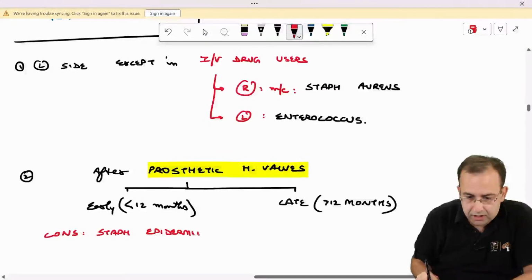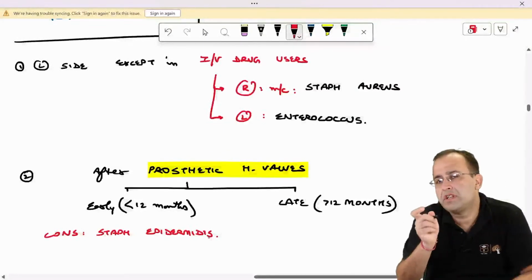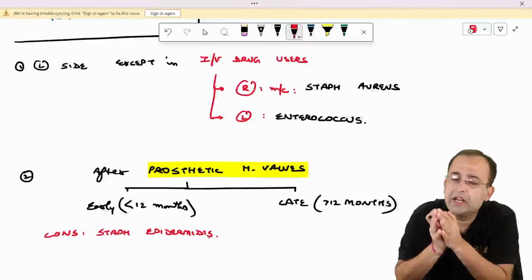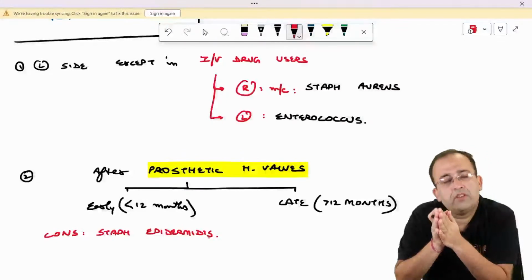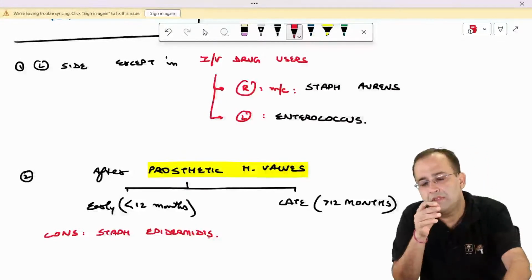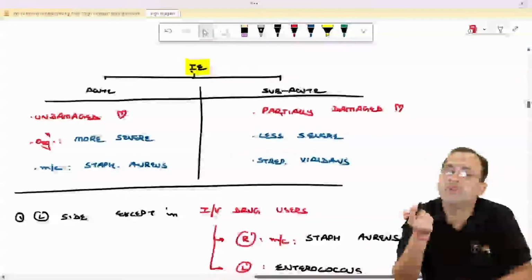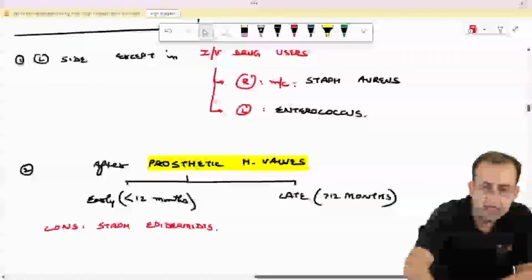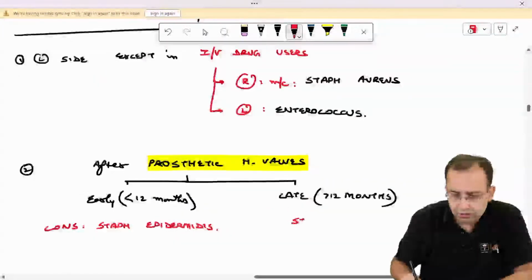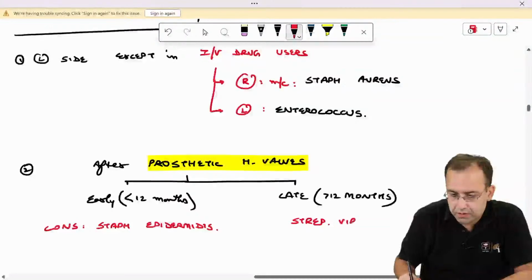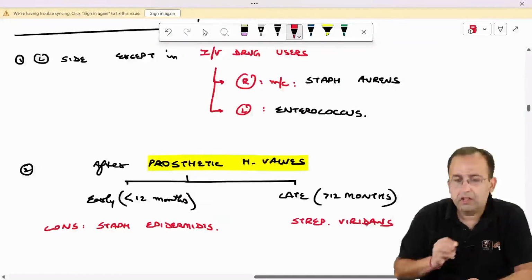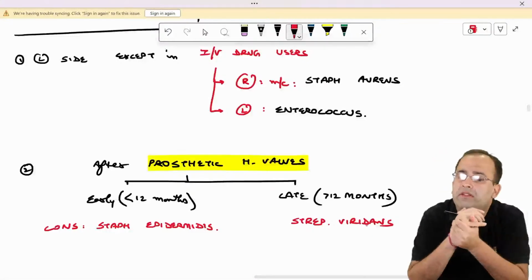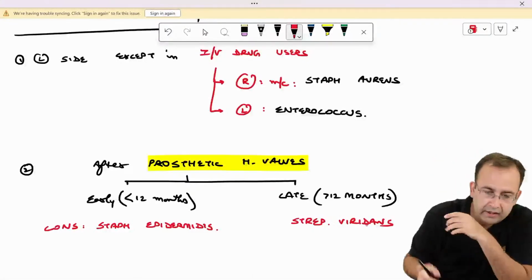Versus late prosthetic heart valves, where the organism is, you tell me. If it is a late prosthetic heart valve, it is a partially damaged heart. That is, it is subacute infective endocarditis. So which is the organism? Strep viridans. Easy to understand. The heart was partially damaged, so the organism is Strep viridans.